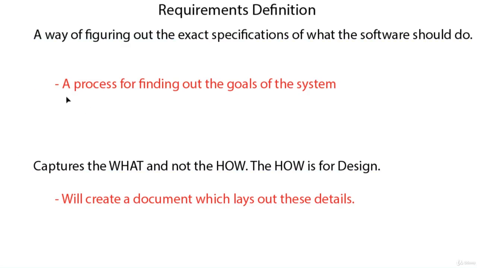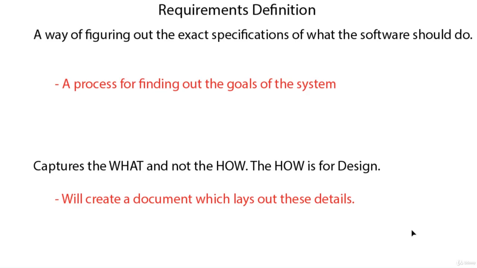And that is why it is a process for finding out the goals of a system. So in the end, the requirements are just trying to find out the goals of the system. What do we want it to accomplish? It captures the what and not the how. That's important, we're just trying to figure out the what, not how we're trying to create it. The how is for design.